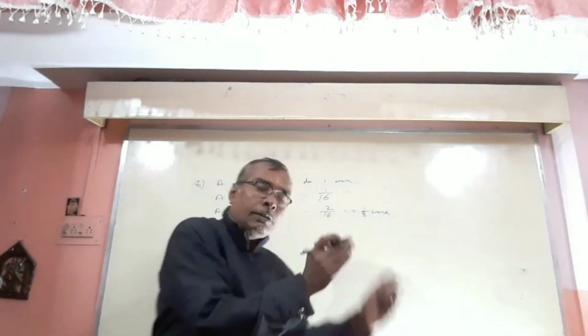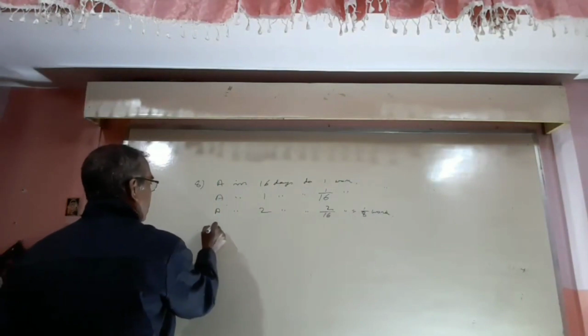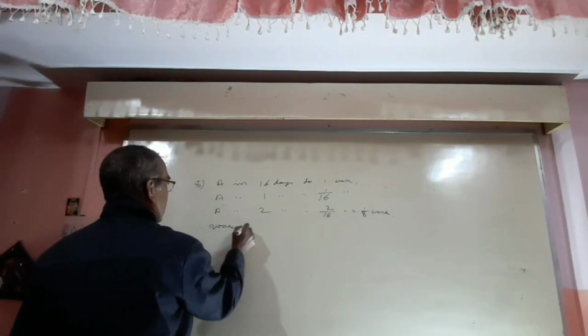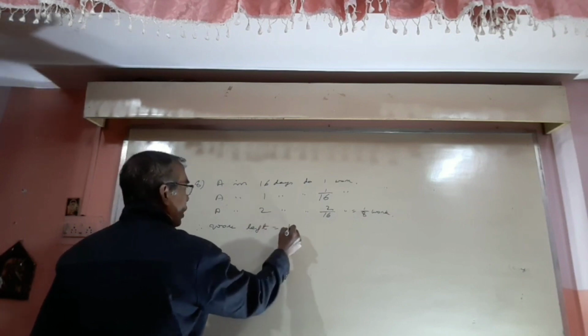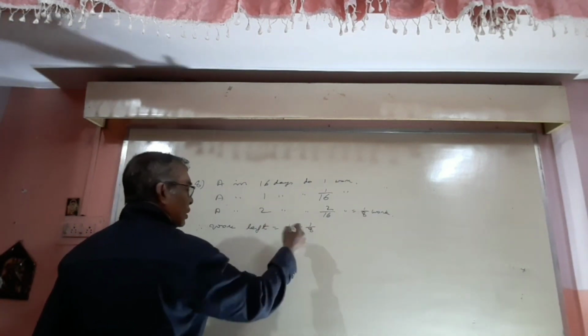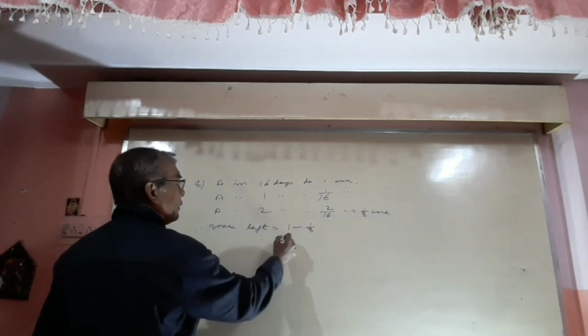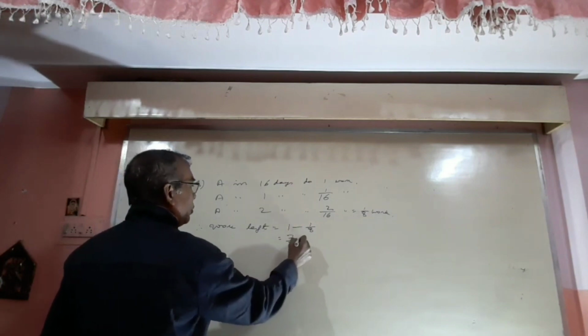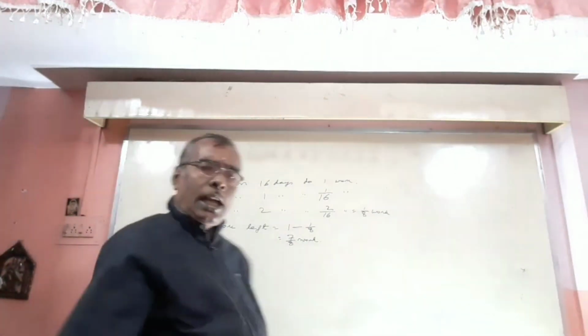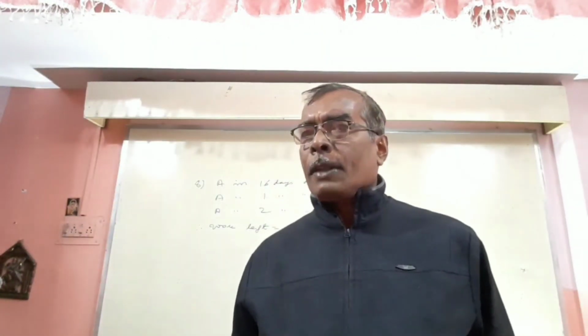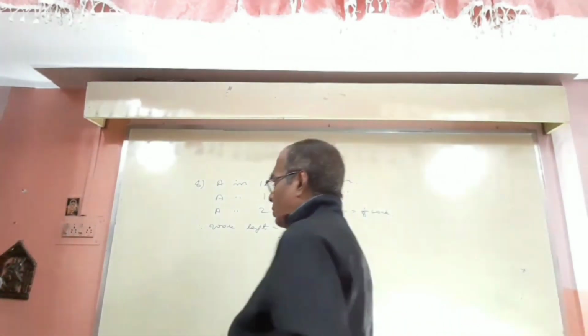How much work is left? So work left will be equal to 1 minus 1 by 8, already finished. So 7 by 8 work has been left, and this work has to be finished by A plus B. Okay, so now let us think about B.